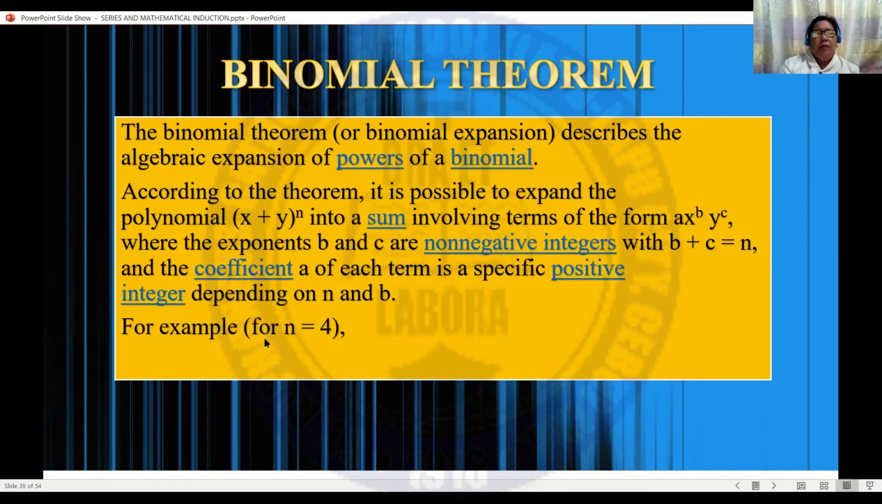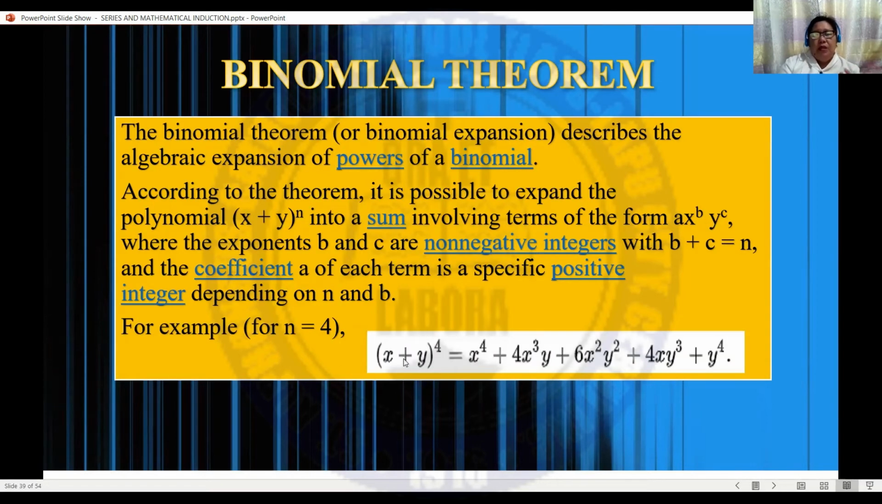For example, for n is equal to 4, we have the quantity x plus y raised to 4. And the expansion is x to the exponent of 4 plus 4x cubed y plus 6x squared y squared plus 4x y cubed plus y raised to 4.